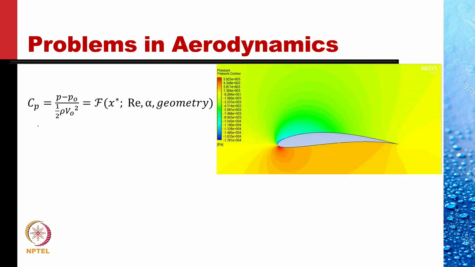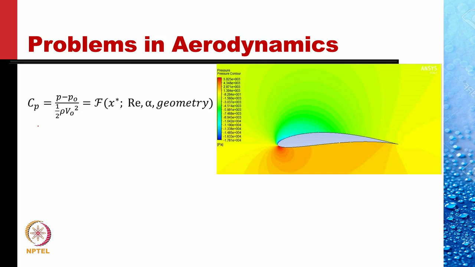Let's consider the application of this to a problem in aerodynamics. We have an aerofoil at an angle of attack and we want to determine the pressure distribution on the surface of the aerofoil. We can define a non-dimensional pressure coefficient Cp as the pressure difference P minus P naught, the gauge pressure, divided by 1/2 rho V naught squared. We can use that as a characteristic pressure difference because cavitation is not involved in problems of aerodynamics.